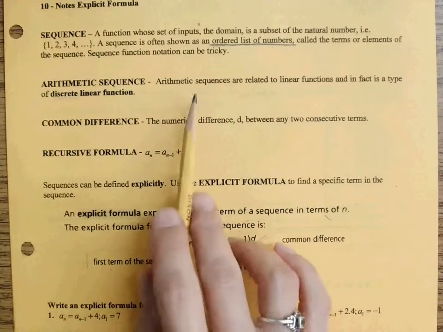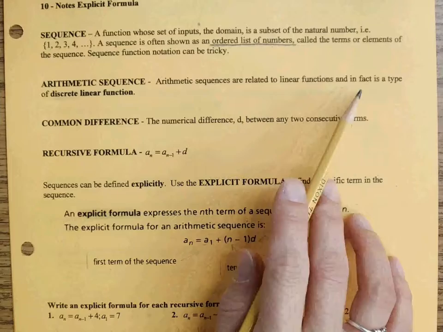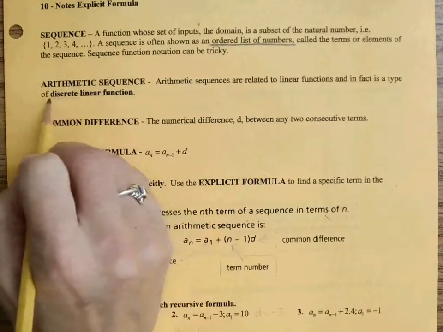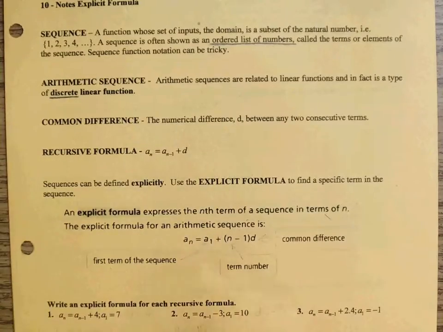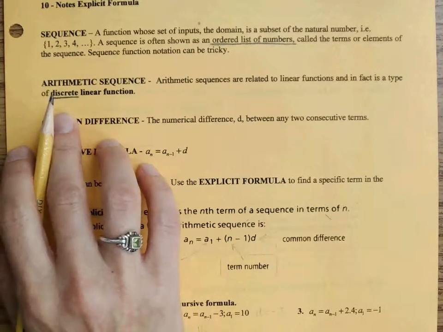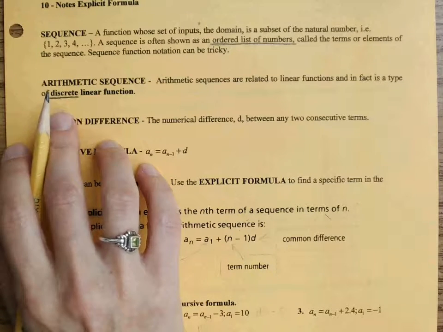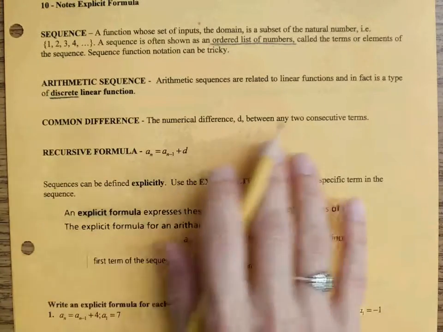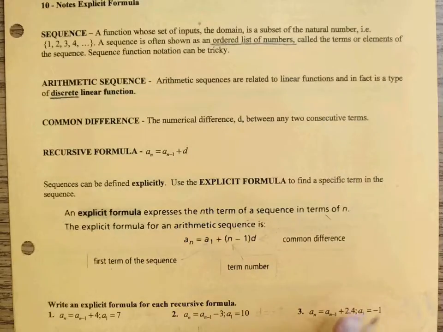Now, an arithmetic sequence is related to linear functions. In fact, it is a type of linear function. It's a discrete linear function. So remember the difference between discrete and continuous. Discrete are individual points. They will not be connected points for a continuous line. So when we graph them, we've got to make sure that we don't connect the dots. Common difference, nothing new here. Just remember it's the difference between 2 consecutive terms.